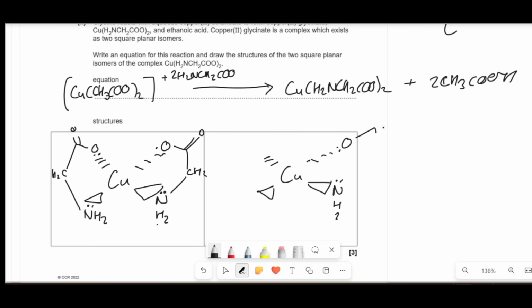There's my lone pairs. There's my C double bond O. There's my CH2. There's this. And then I'm going to put my NH2 here. There's my O there. That's going to be my C with its double bond O there. That's going to be my CH2 here. I shall do H2C here, and then that. That's the other one. Done.